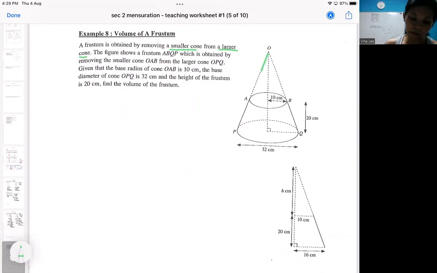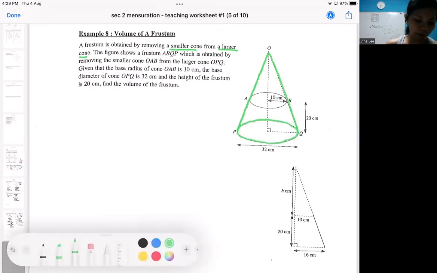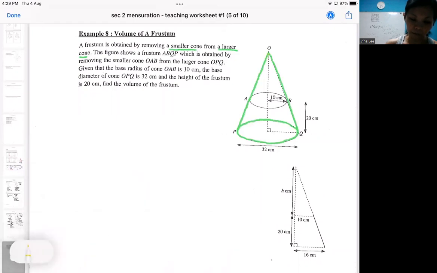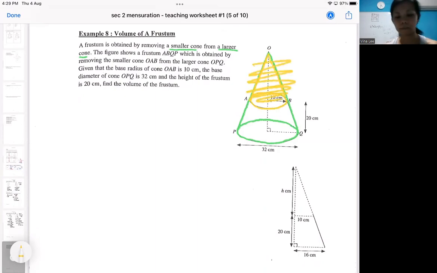So you can see, right? That means originally it's supposed to be a big cone. And then the small cone is going to be chopped off, so this part is taken away. So essentially you're left with something that looks like this. Sometimes it can be a decorative ornament, or it can be a flower pot.